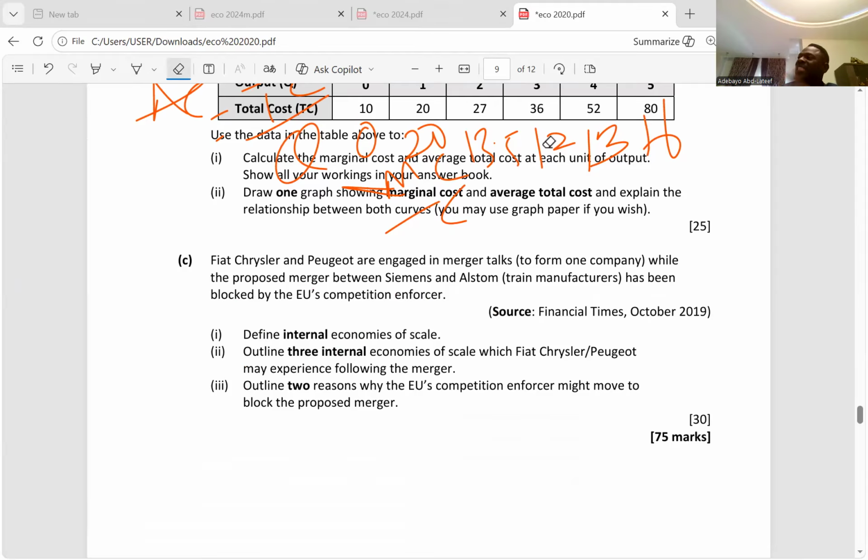And the third one is financial economies of scale. This could occur because, based on the fact that they're becoming too big, they can now get a loan from banks at a reduced interest rate. That reduces the cost of borrowing, and that is also internal economies of scale. So those are the three internal economies of scale. The first one is bulk purchasing, the second one is financial economies of scale, and the third one is managerial economies of scale. We move on to question 5.